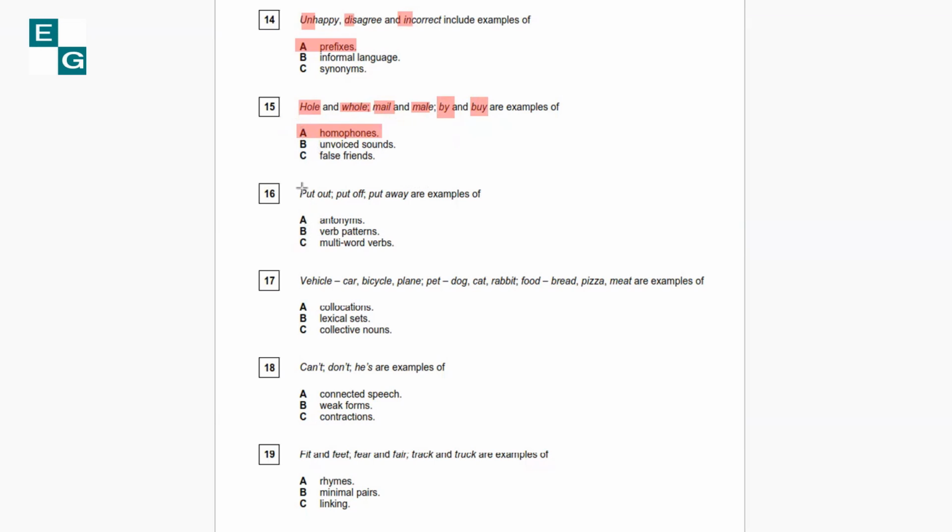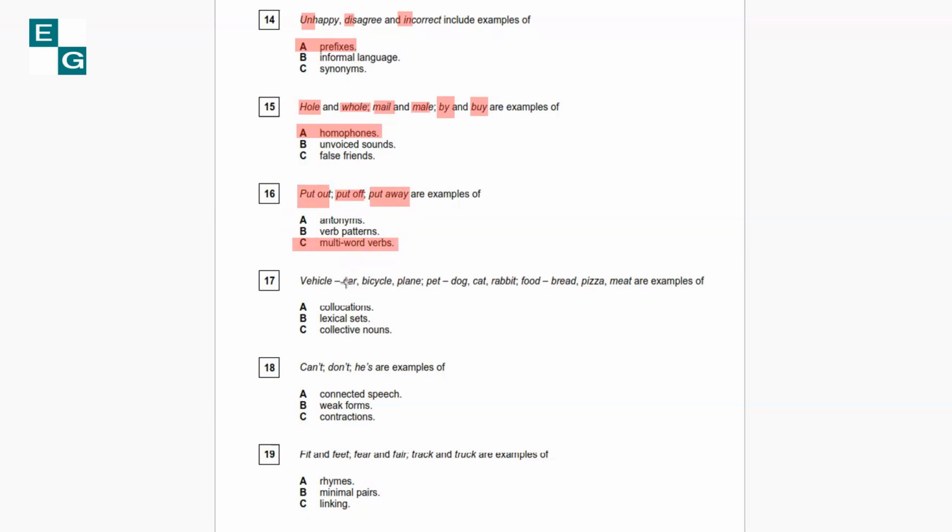Then we have put out, put off, and put away. These are examples of multi-word verbs. It is one verb, put, with other words: out, off, away, into, back.